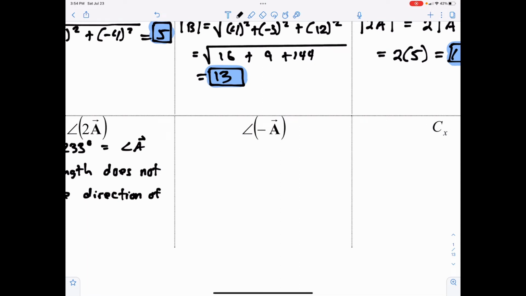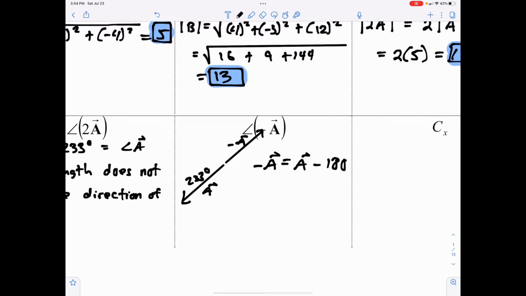Okay, what's the direction of negative A? Well, if A is pointing at 230 degrees, this is A, that means negative A points the opposite way. Negative A would be A minus the 180 degrees, because remember, we had to add 180 degrees in the first place. So the direction of negative A would be approximately 53 degrees.